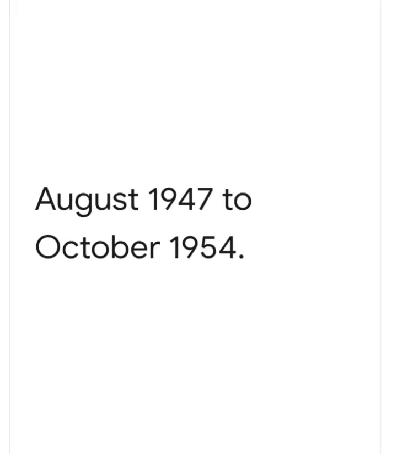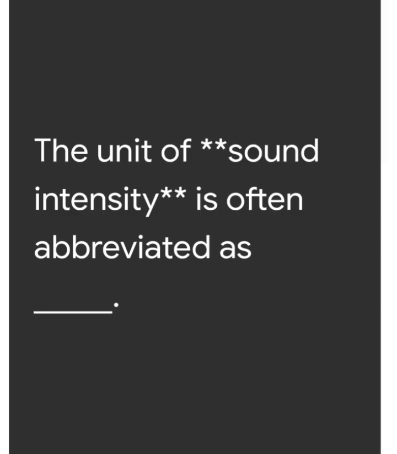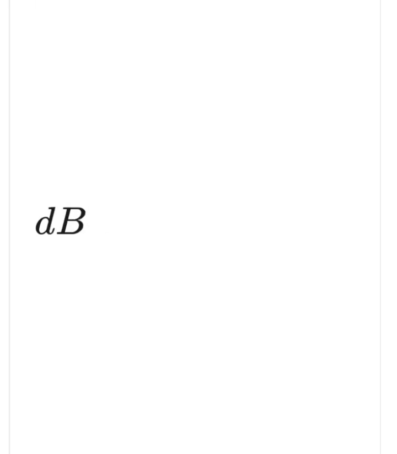What was the duration of the first Constituent Assembly before it was dissolved by Ghulam Muhammad? August 1947 to October 1954. And the last question: the unit of sound intensity is often abbreviated as? Its answer is dB.